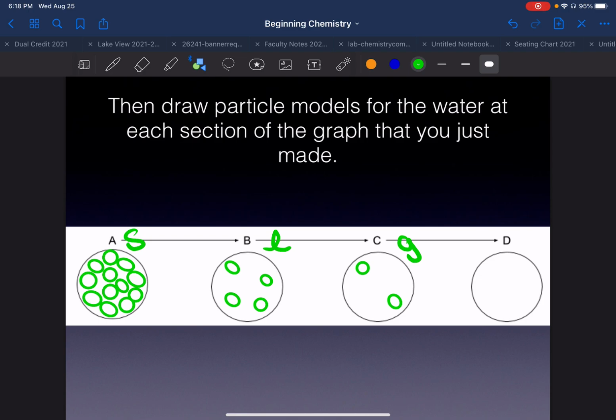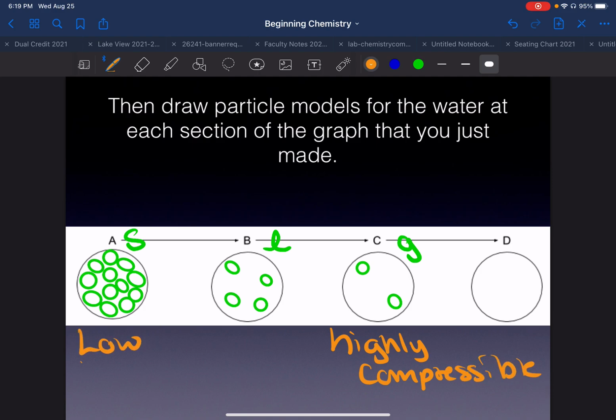Then we went back over the concept that gases are highly compressible. Just kidding, I hope you're paying attention. Gases are highly compressible because they're spread out, and solids and liquids are not. They're low compressible. Then we also looked at the fact that liquids and gases take the shape of the container.